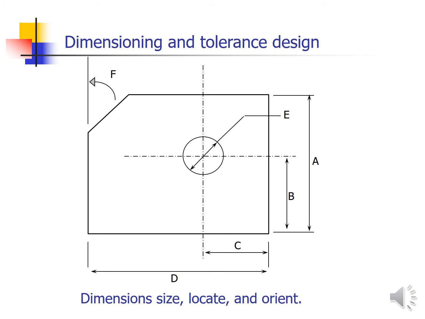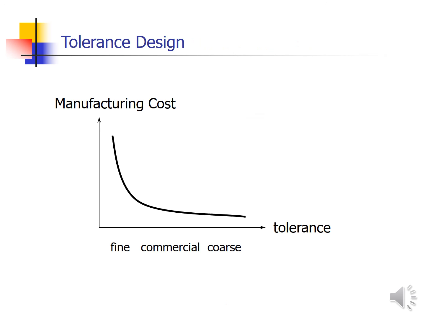Okay, I will talk a little bit about dimensioning and tolerance design. Okay, from the figure, you can see the dimension for this part. We have dimension A, B, C, D, E, F. If we have dimension, size, allocate and orientate for each.